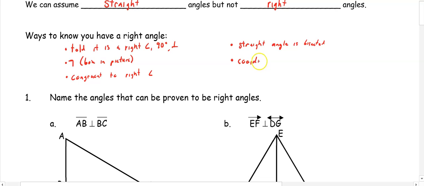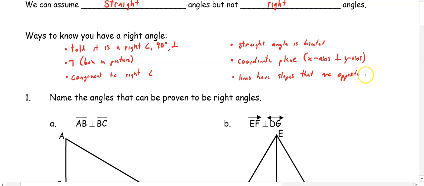We know on the coordinate plane, the x-axis is perpendicular to the y-axis, and we know if lines have slopes that are opposite reciprocals.